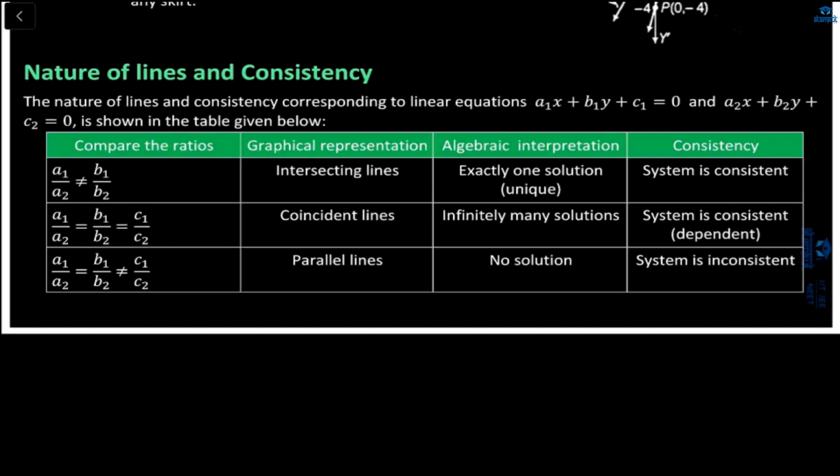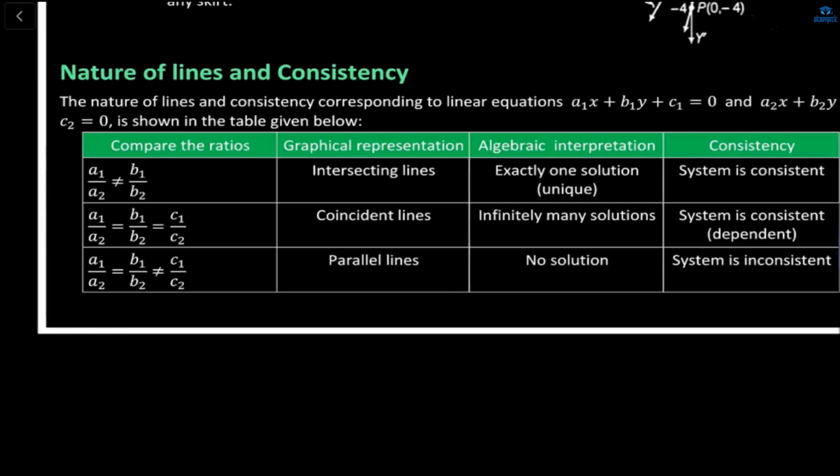Now, the third case: a1 by a2 is equal to b1 by b2, which is not equal to c1 by c2. Then the lines will be parallel. They do not have any solution, no solution. This type of system is called inconsistent.